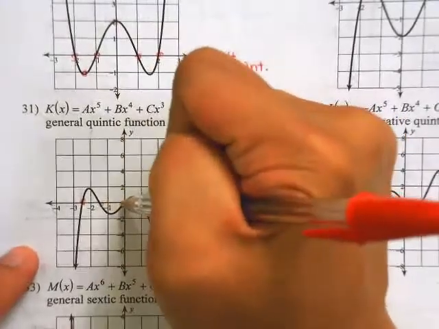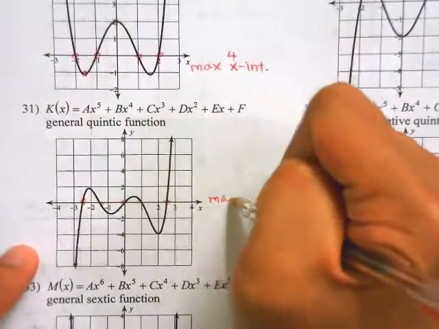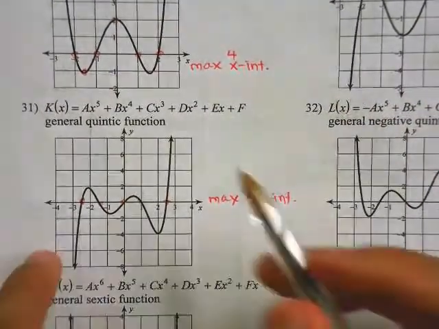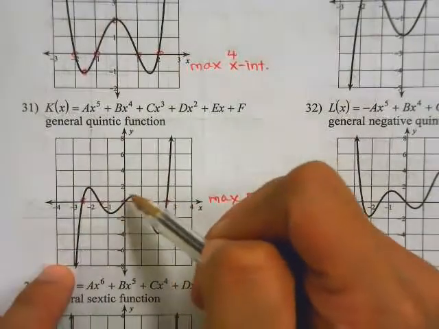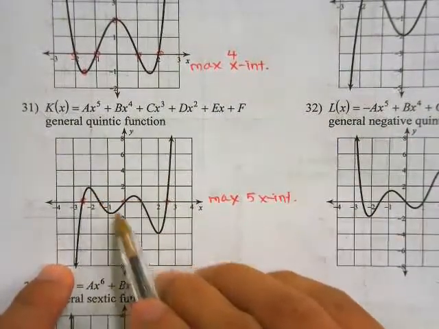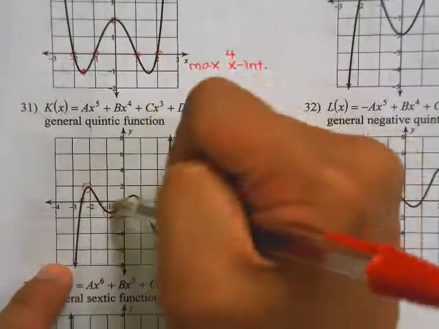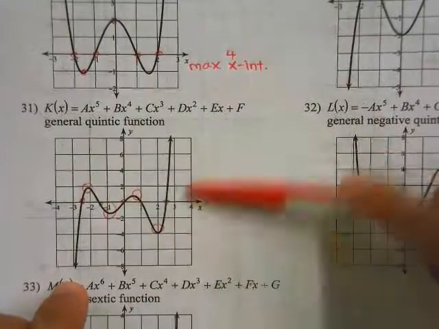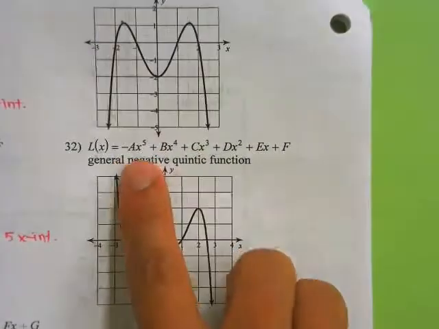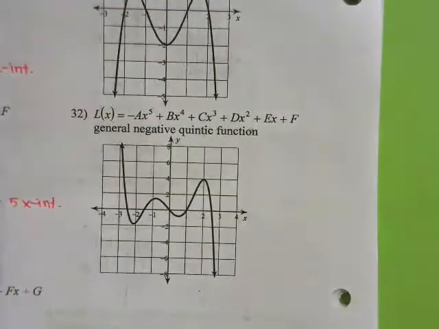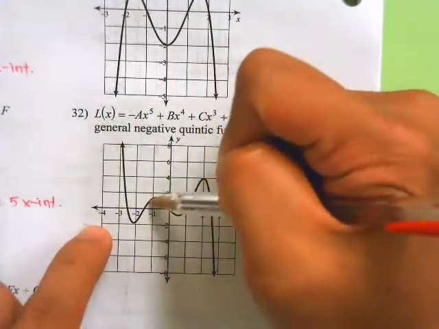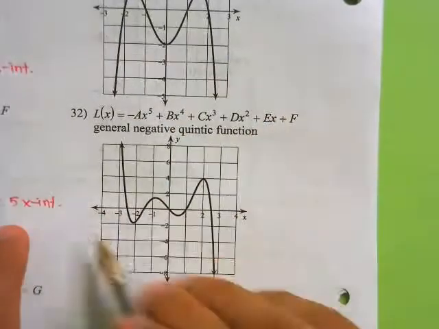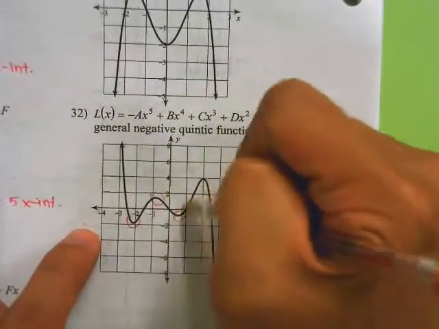Maximum 5 x-intercepts. It can be lower, but it cannot go higher. Okay, and then take a look at the pattern: increase, decrease, increase, decrease, increase. 1, 2, 3, 4 turns at the max. In general, it's like a general increasing function, as opposed to your negative quintic function, which is a general decreasing function. Decrease, increase, decrease, increase, and then decrease. Like that. And again, max 5 x-intercepts, but 1, 2, 3, 4 turns.